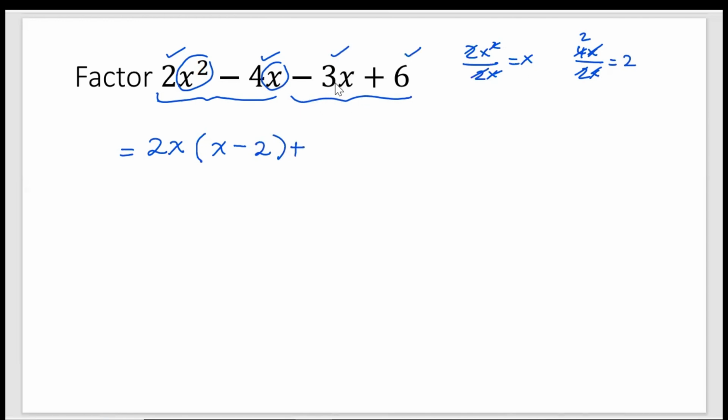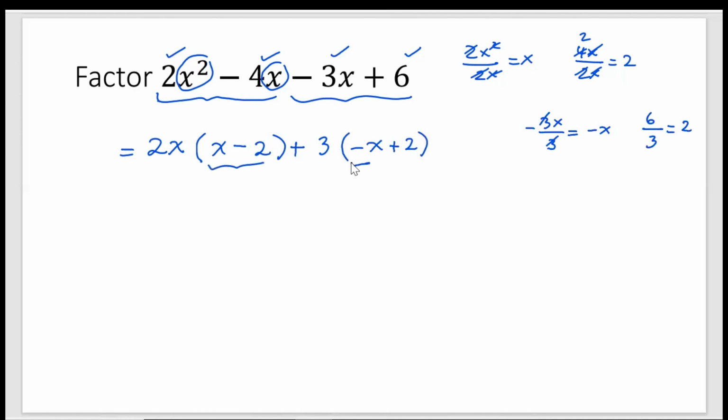In the second group, the greatest common factor for 3 and 6 is 3, and there is no x in the last term, so the common factor for the 2 last terms for the second group is only 3. So we write 3 and open a parenthesis and realize that the first term is negative 3x, so we factored out only a 3. So what we should put inside the parenthesis is negative x. And for the second term, 6, we factored out a 3, so 6 over 3 is 2. We will just have plus 2 in place of 6.